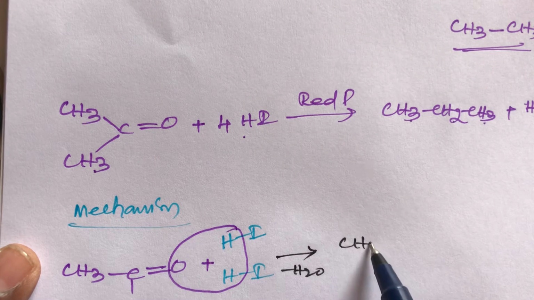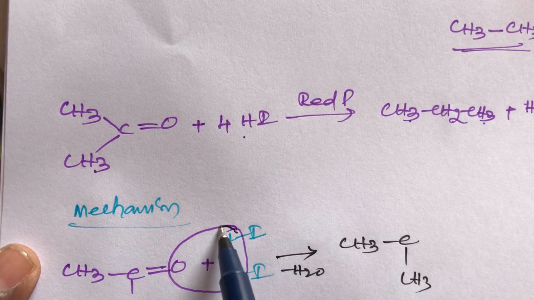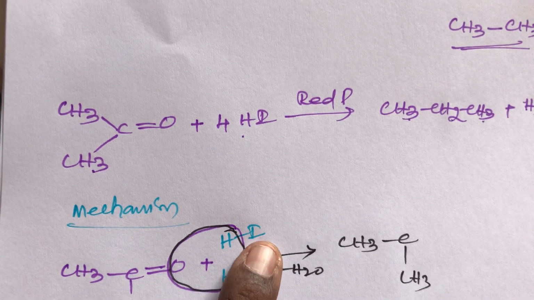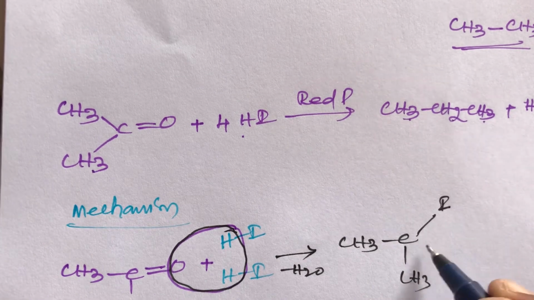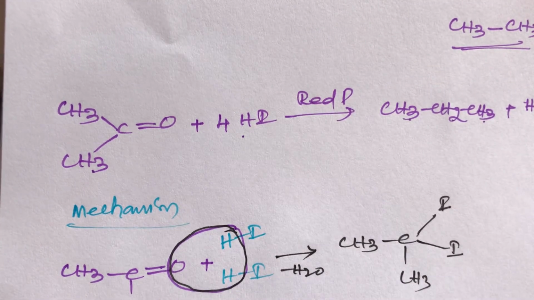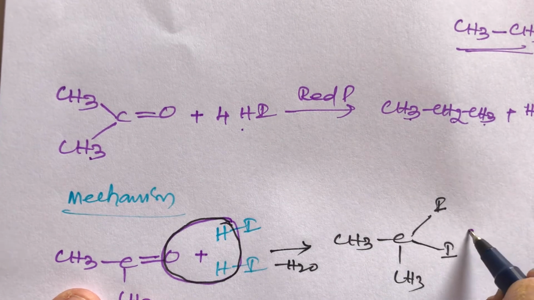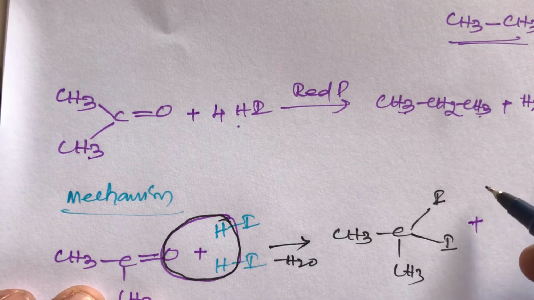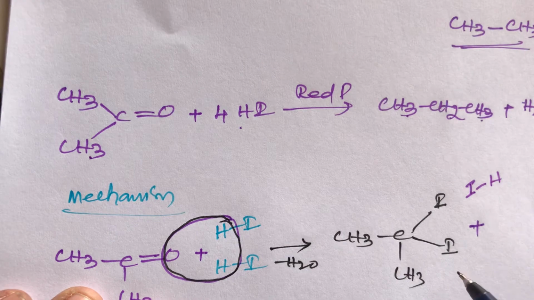Remaining is CH3 and CH3. In this step water is eliminated, but 2 iodines are left. One iodine will attack this position and one iodine will attack this position. After that, again 2 moles of hydrogen iodide are involved.